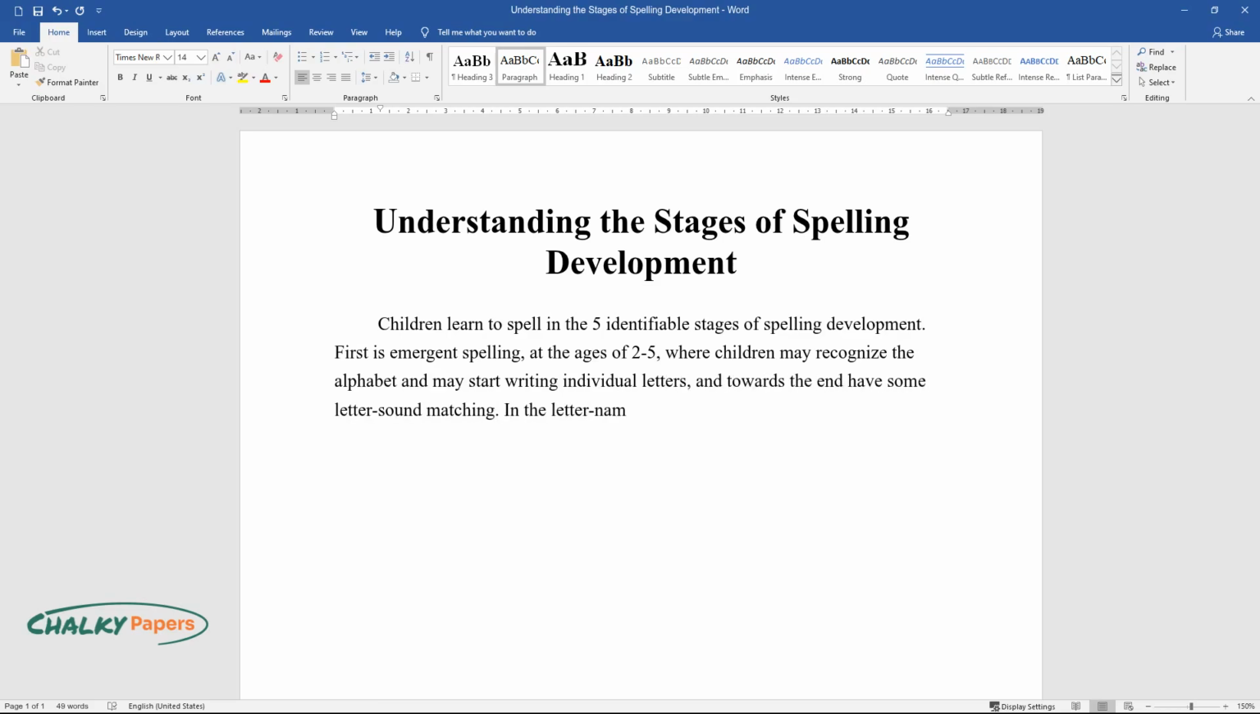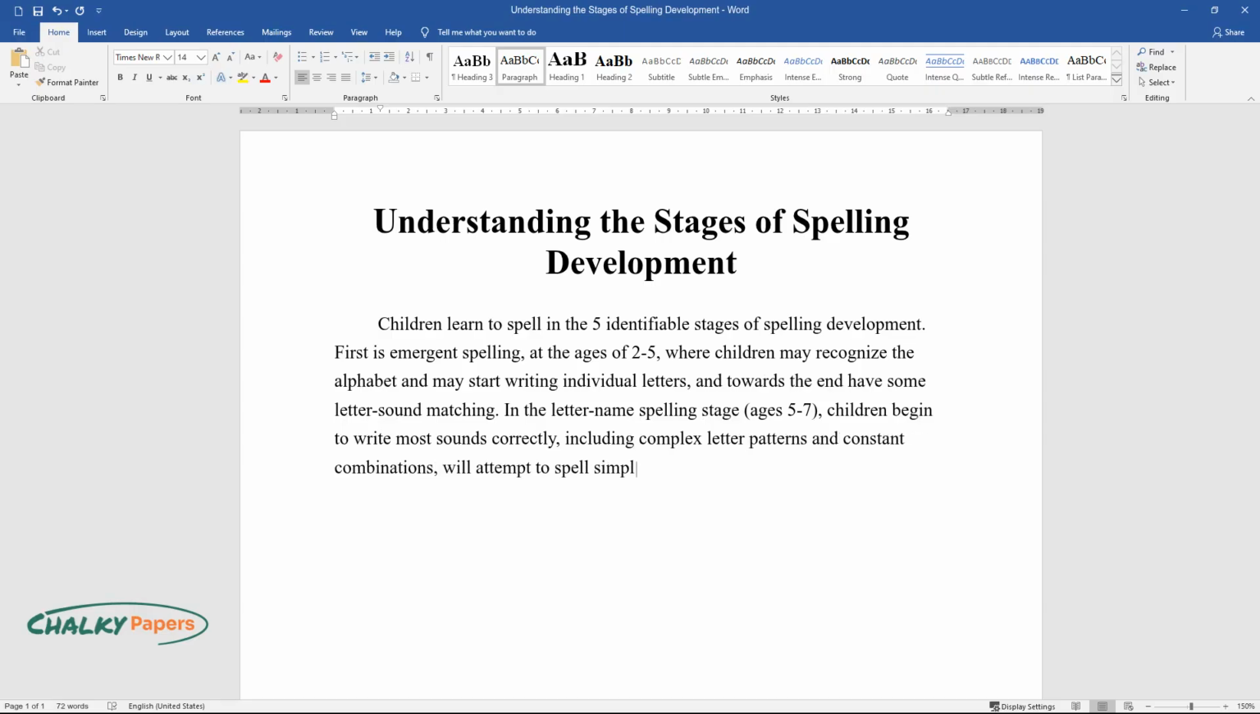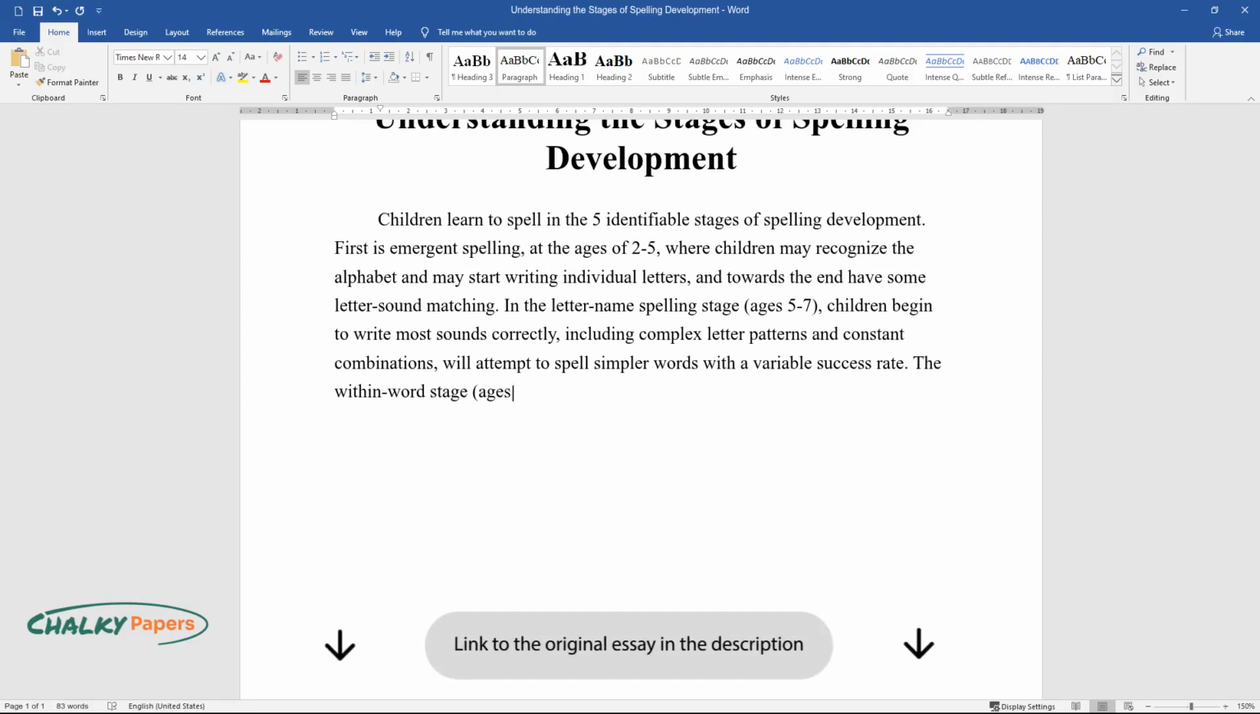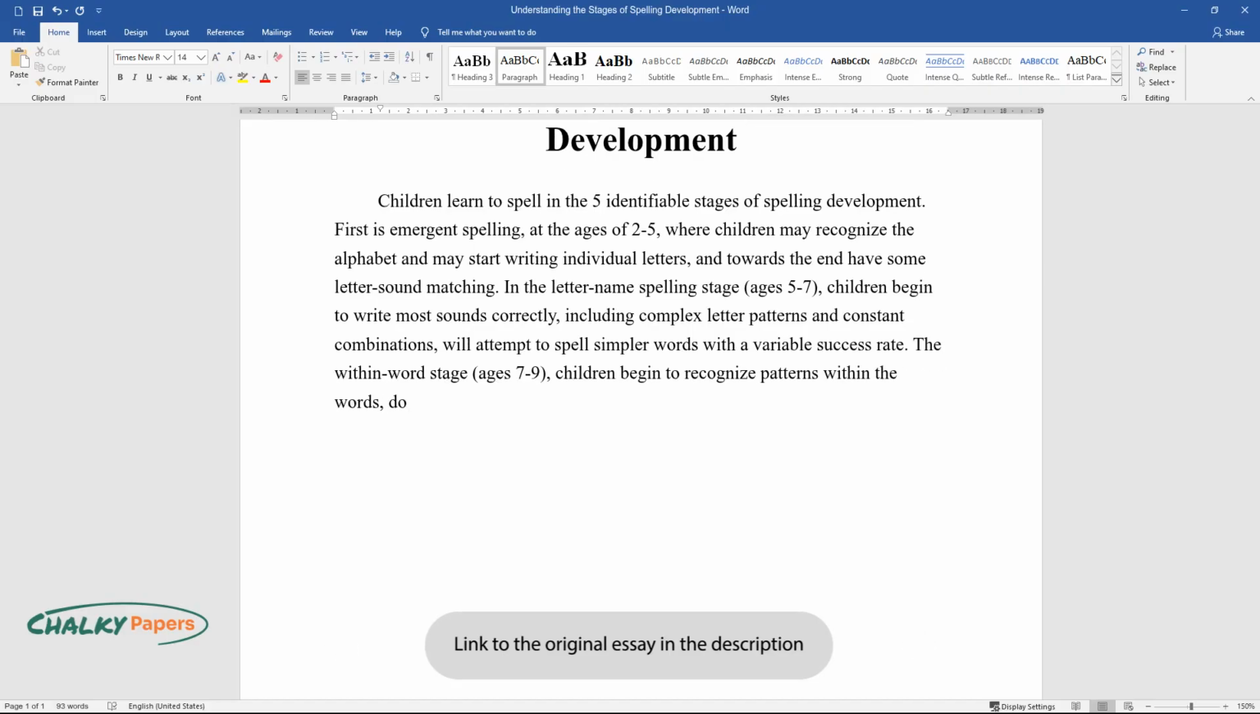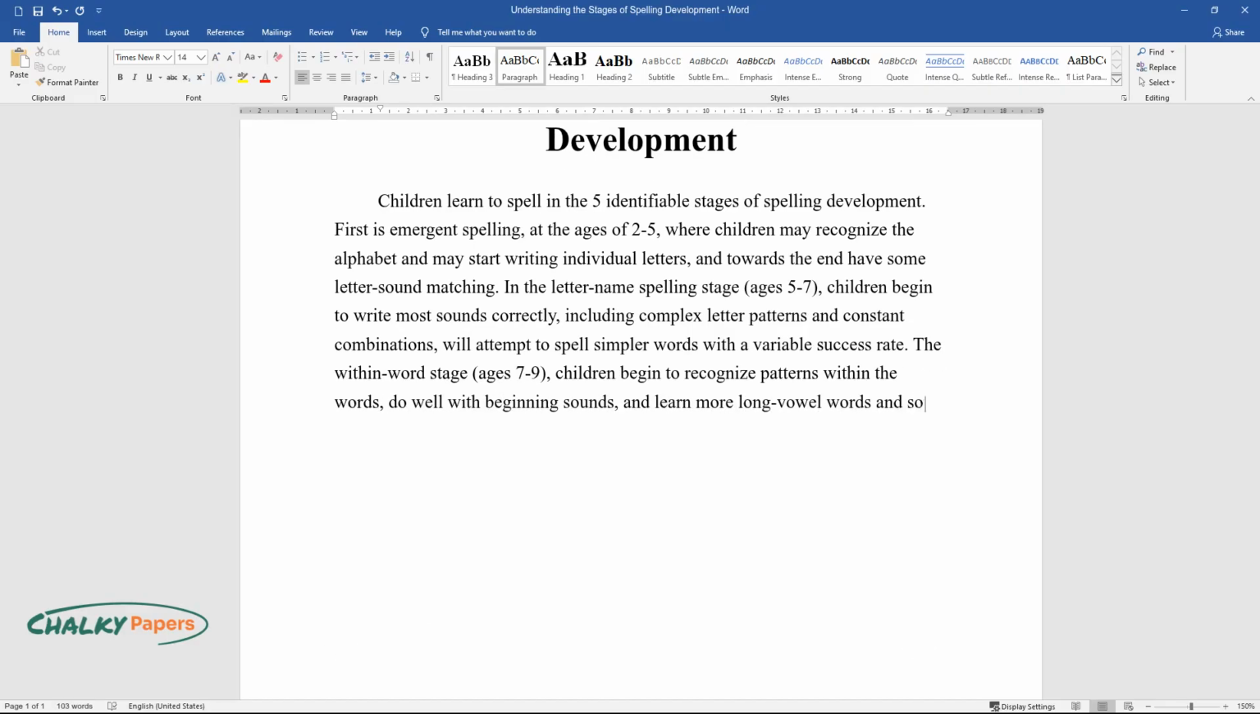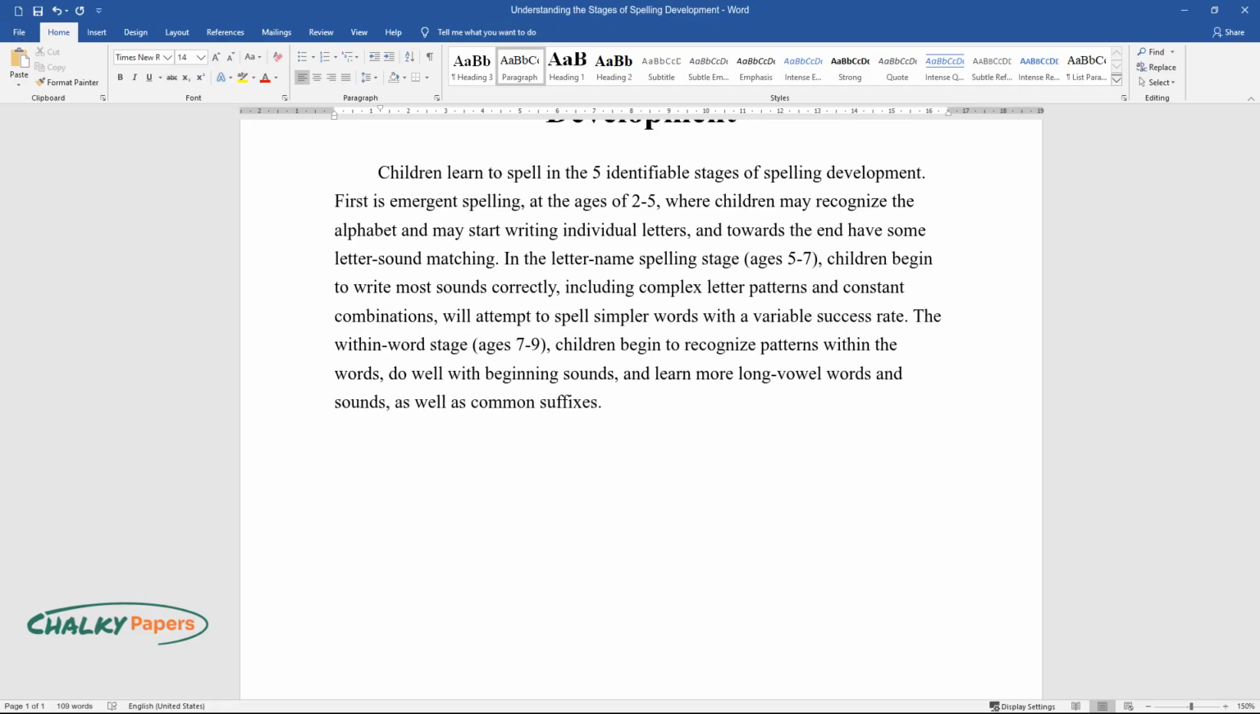In the letter name spelling stage, ages 5 to 7, children begin to write most sounds correctly, including complex letter patterns and consonant combinations, and will attempt to spell simpler words with a variable success rate. In the within word stage, ages 7 to 9, children begin to recognize patterns within the words, do well with beginning sounds, and learn more long vowel words and sounds, as well as common suffixes.